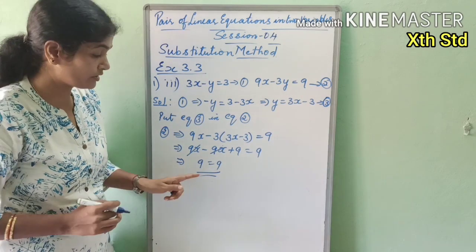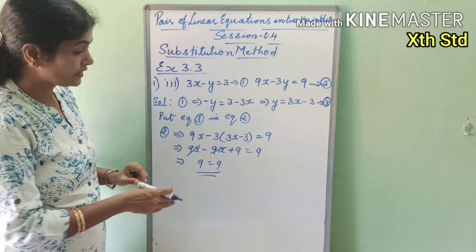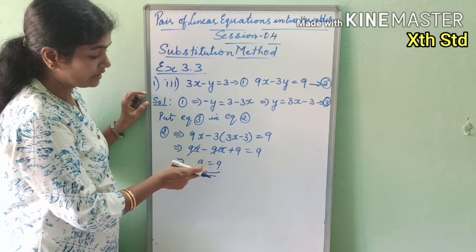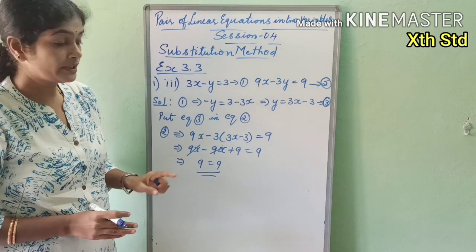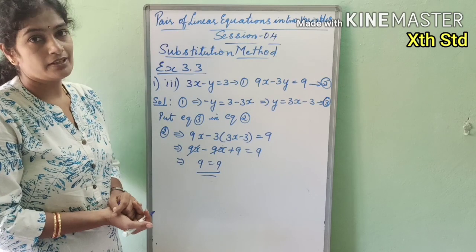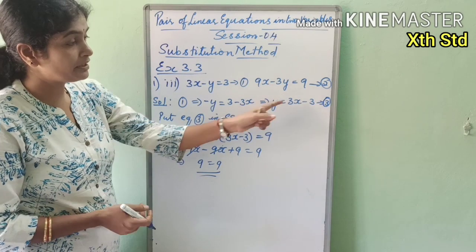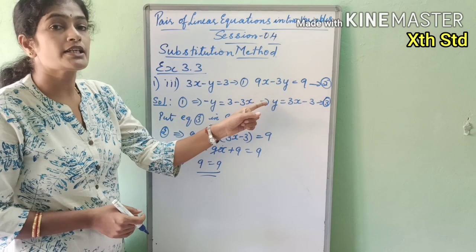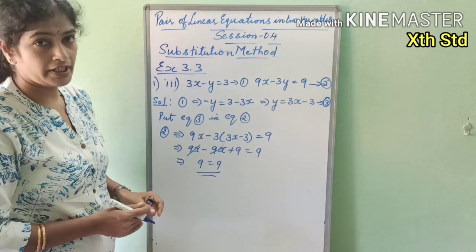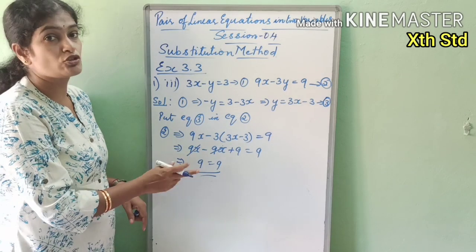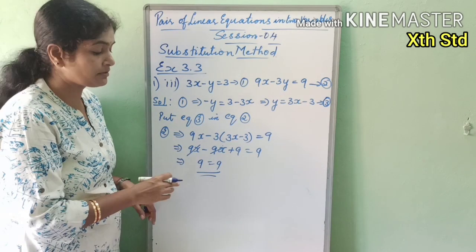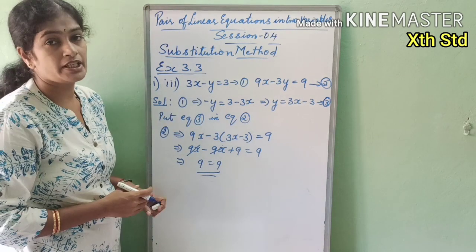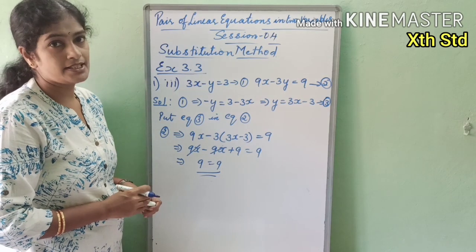No variable is involved. But the statement is true. That means it holds for all values of x, right? This statement is true. That means x has infinitely many values. When x has infinitely many values, if I go on substituting the values of x here in this equation 3, corresponding values of y also become infinite. So whenever you get a true statement, 9 equal to 9 is a true statement, then we conclude that the system of linear equations has infinitely many solutions.